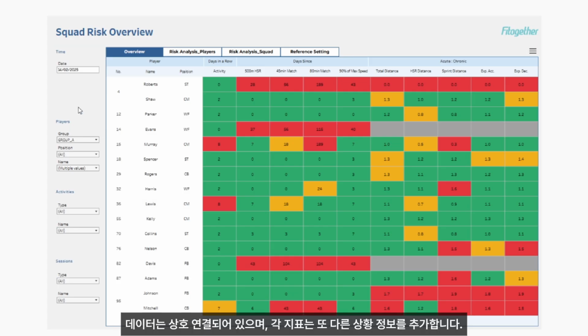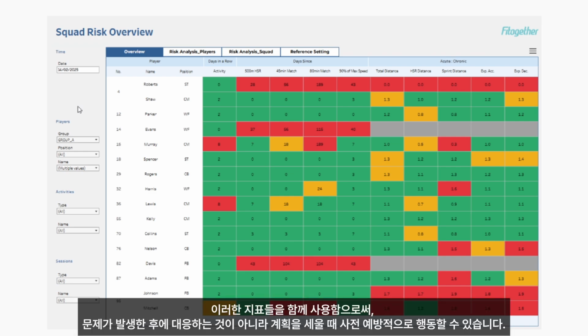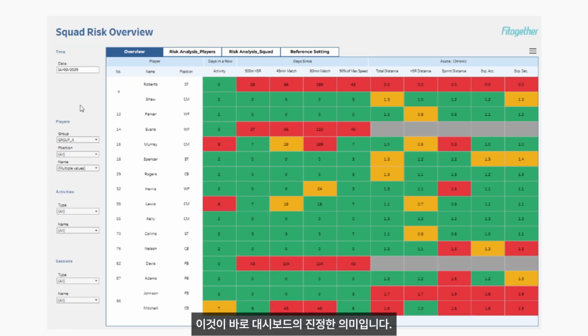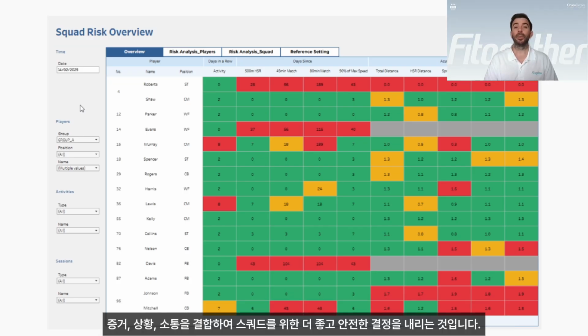The data interlinks, each metric adds another layer of context, and by using them together, you can be proactive in your planning, not reactive after a problem occurs. That's what the dashboard is really about, combining evidence, context, and communication to make better, safer decisions for your squad.